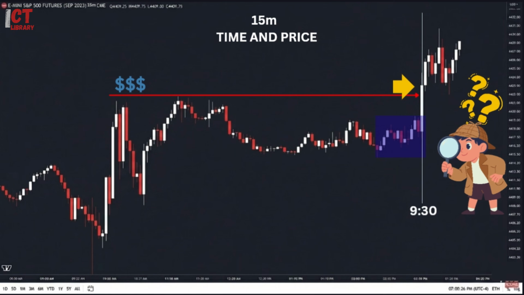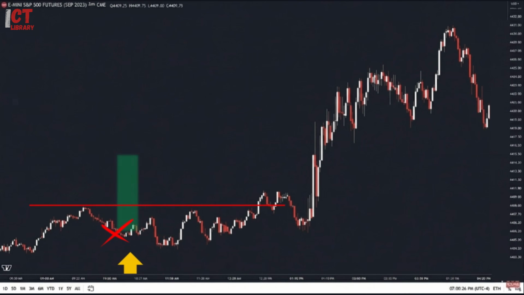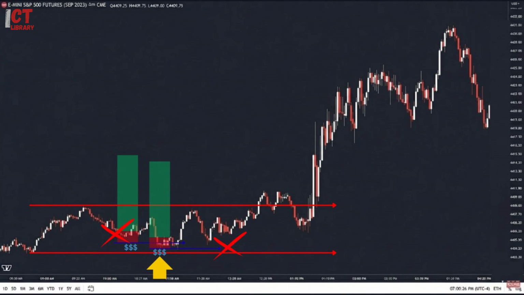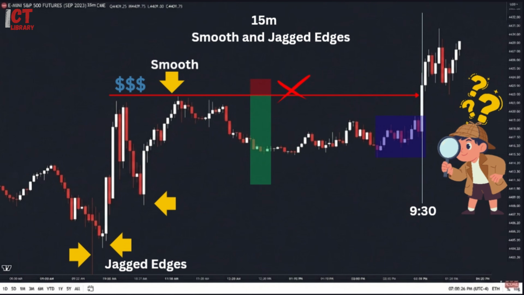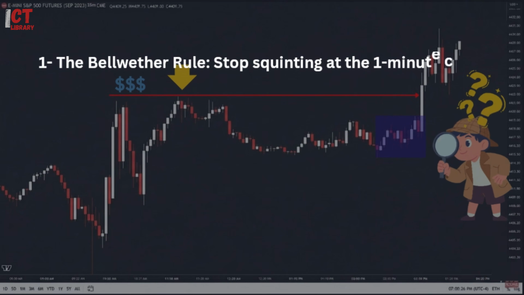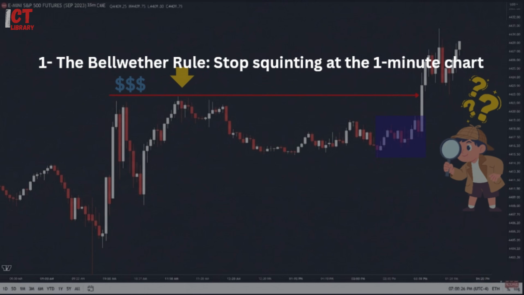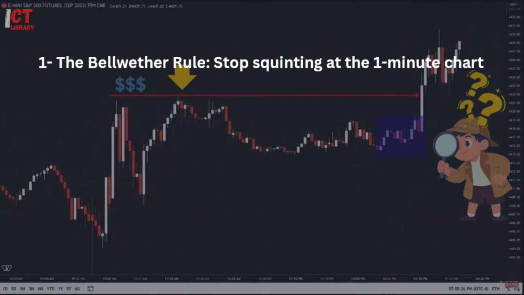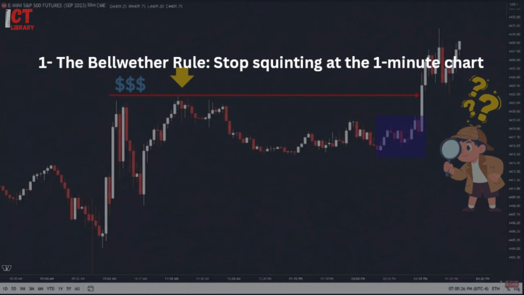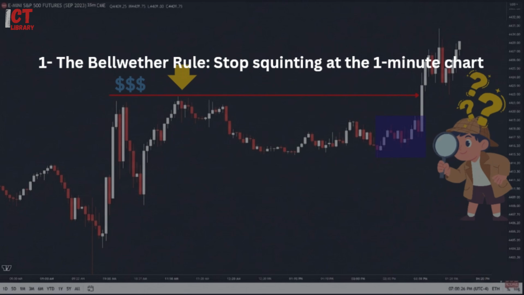To wrap this up, let's solidify the core narrative you need to carry into every session. Remember, the market is not a random collection of price bars. It is a liquidity-seeking engine running on a strict time-based schedule. Number 1. The bellwether rule. Stop squinting at the 1-minute chart during consolidations. Zoom out to the 15-minute time frame to identify the real draw on liquidity. Look for those relative equal highs or lows. Those are the magnets the algorithm is aiming for.